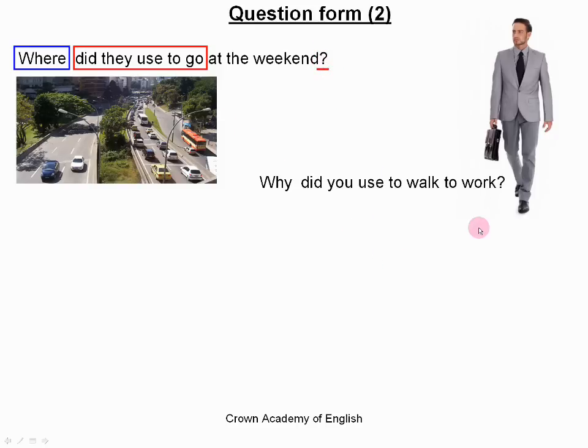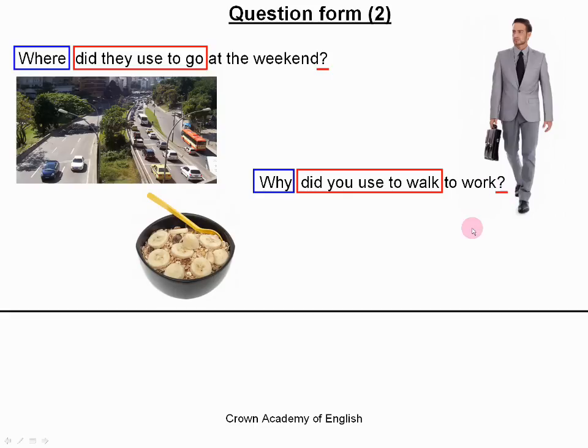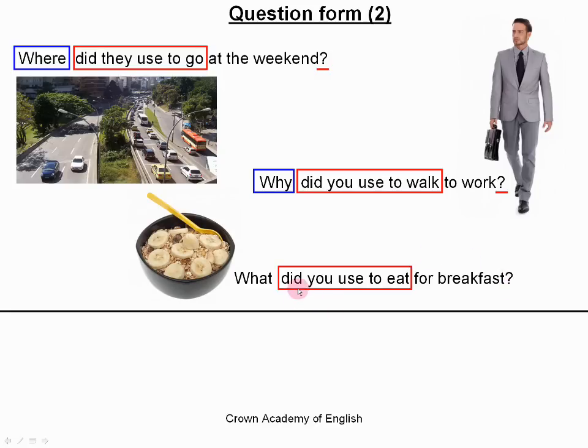Why did you used to walk to work? So here is the structure. And here is the question word, why, which we put at the beginning of the sentence, with a question mark at the end. What did you used to eat for breakfast? Again, here is the structure. Did you used to eat? And we have the question word what at the beginning, with the question mark at the end.